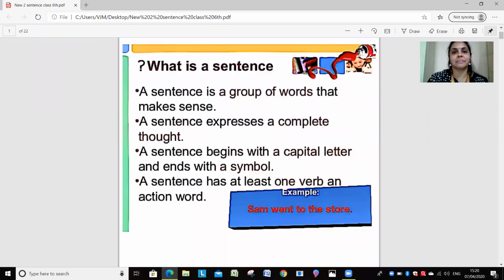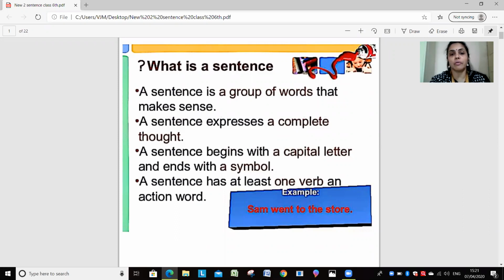Hello children, welcome to the new topic of grammar, and that is sentence. Earlier we have seen a difference between sentence, phrase and clause, and today we are going to learn more about sentences. Sentence and its parts, sentence and its kinds. Fine. So let's see what is a sentence one more time.